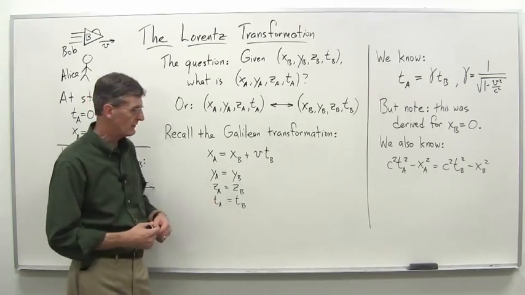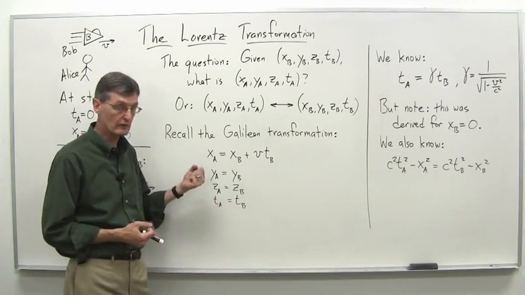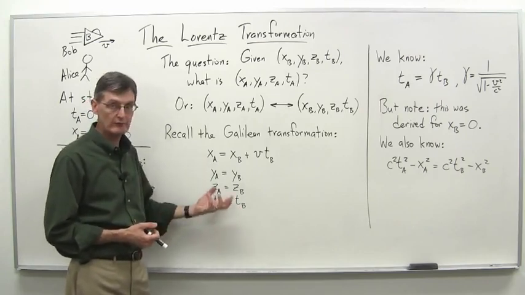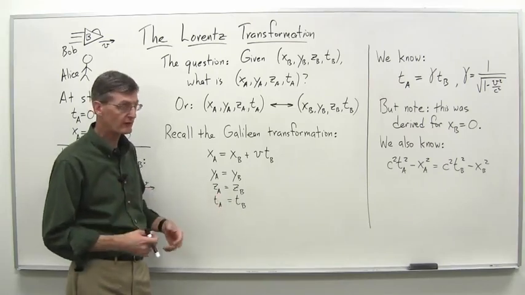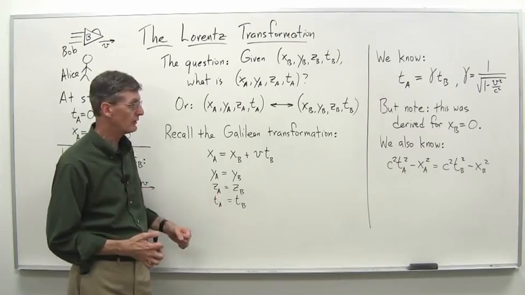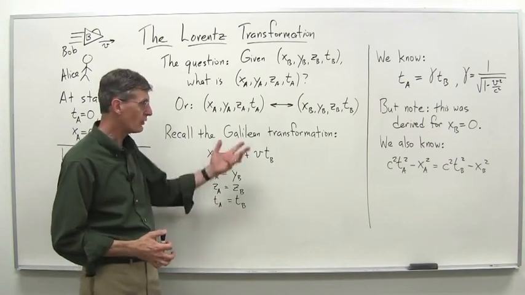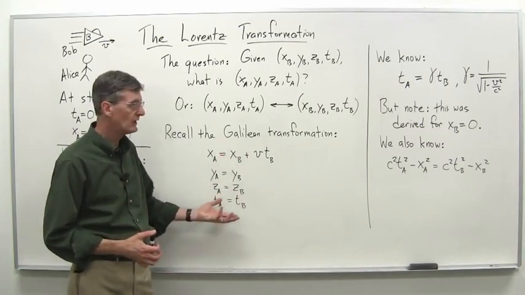Again, as we've mentioned, it's usually so small in our ordinary everyday world that we don't notice it, but if you have very precise clocks, it is possible to measure that difference. So we know that the Galilean transformation can't work.